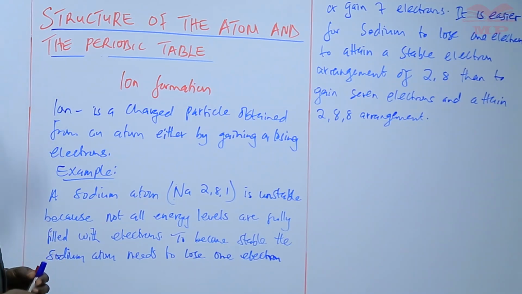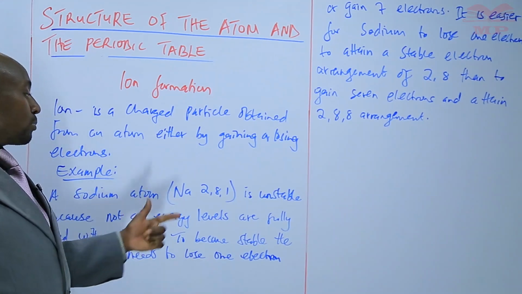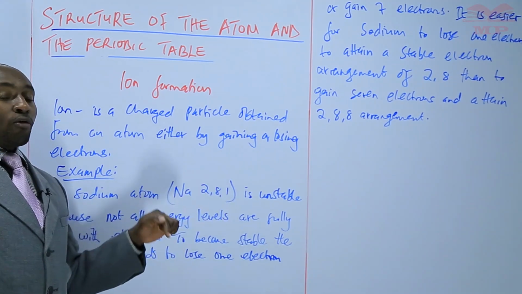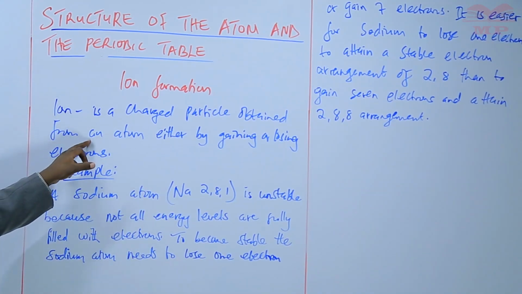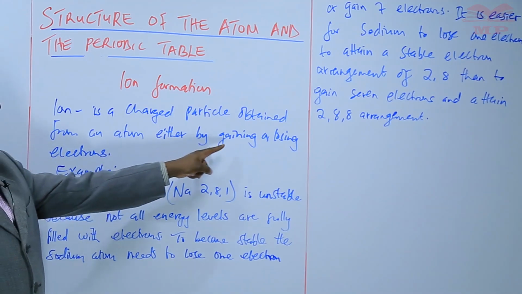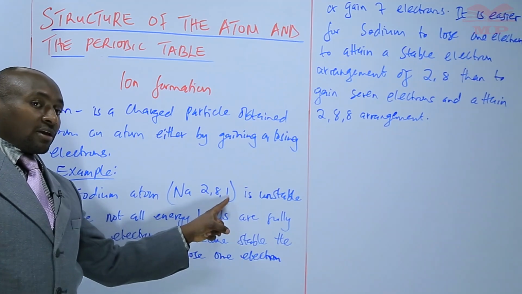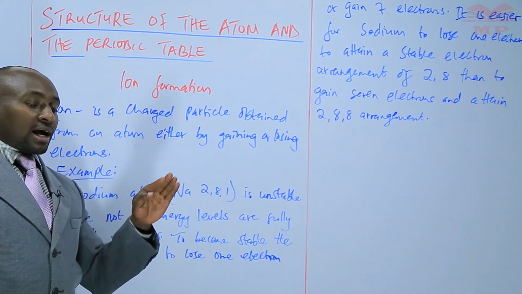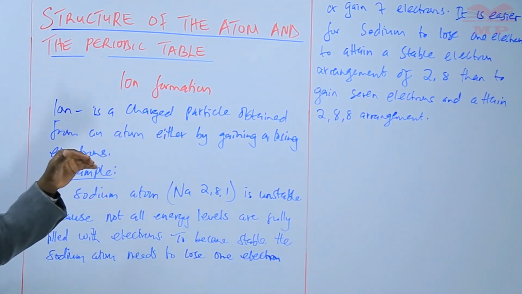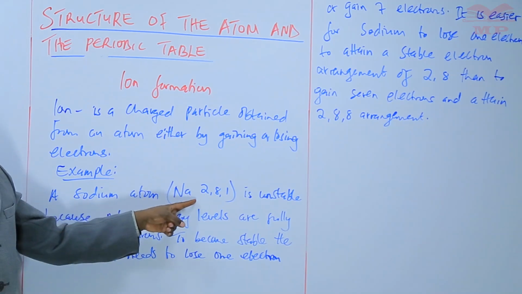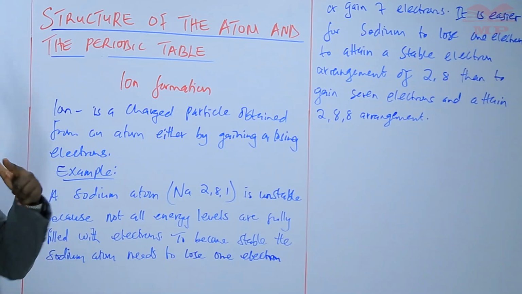So in this case, we are going to show how sodium loses this one electron. And what happens is that when this sodium atom loses one electron, it will form a sodium ion. And that's why we're saying that an ion is a charged particle obtained from an atom either by gaining or losing electrons. So when this one electron is lost, now the number of protons and electrons will no longer be equal. Initially, in an atom, the protons and the electrons are equal. But when we lose one electron, now the protons will be more by one.